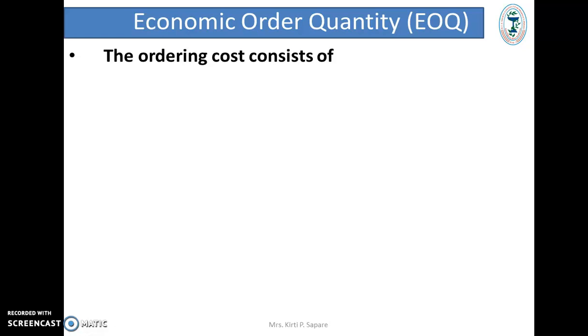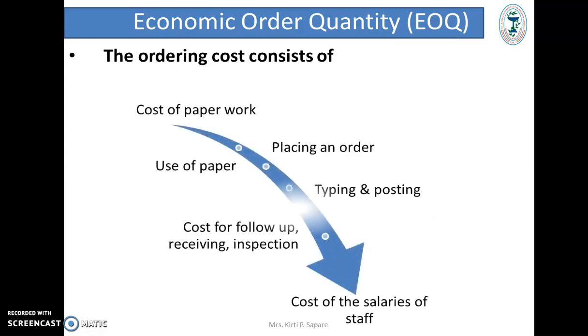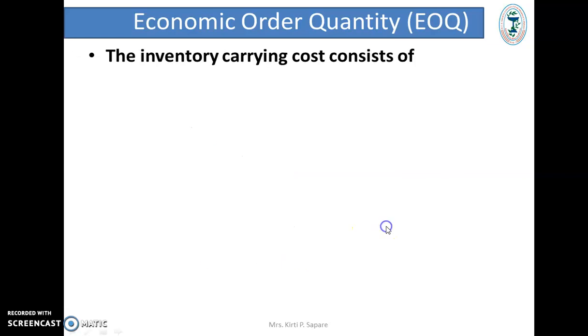The ordering cost. It consists of the cost of paperwork involved in placing the order, like use of paper, typing, posting, filing, etc. It also includes the cost of salaries of staff involved in this work, and the cost incidental to placing an order like follow-up, receiving, inspection, etc. The ordering cost is more or less a fixed cost.